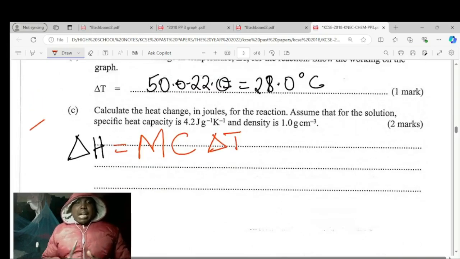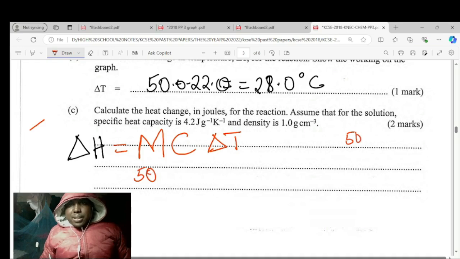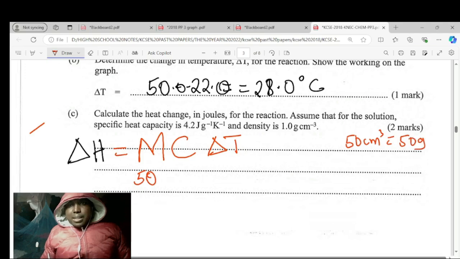Whether it is water or whatever. So now here you use the HCl. What was the mass? The mass was 50, the volume was 50 centimeters cube. But 50 centimeters cube is the same as 50 grams. Why? Because the density is 1. So 1 centimeters cube is equal to 1 gram. What about the 50 centimeters cube? It will be 50 grams. So this is 50 grams.